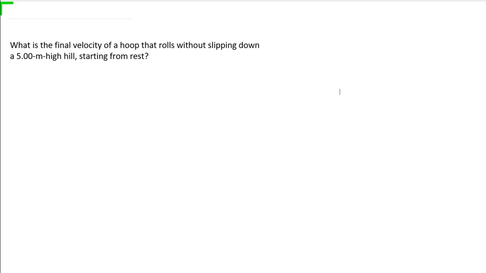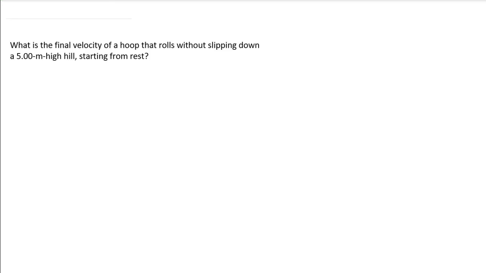All right, now let's take a look at how we can integrate both rotational kinetic energy as well as linear kinetic energy and gravitational potential energy. So in this exercise, we have a hoop that rolls without slipping down a 5-meter high hill starting from rest.